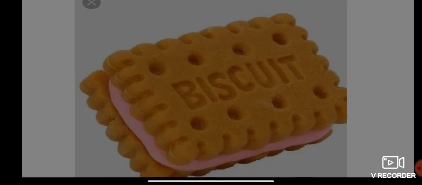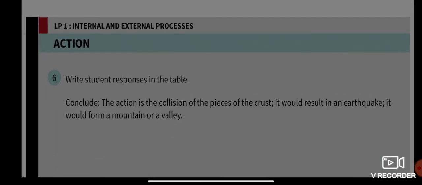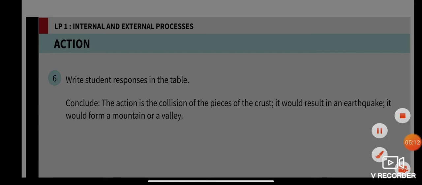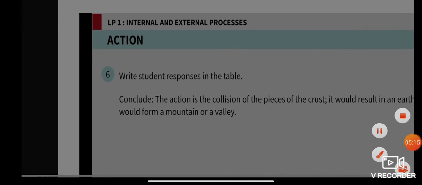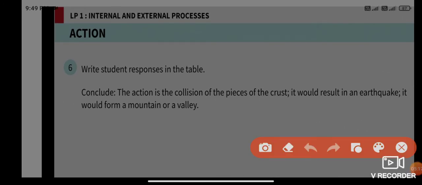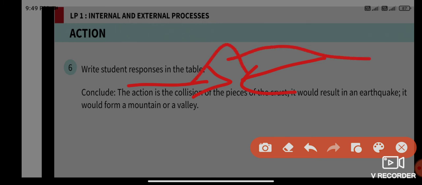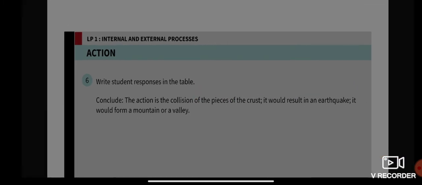Okay, so the answer to that is, see, the action in the collision of the pieces of the crust will result in an earthquake. Okay, the earth will shake. All right, and it will form a mountain or a valley. After the collision of the two earth crusts, a mountain or a valley is formed.